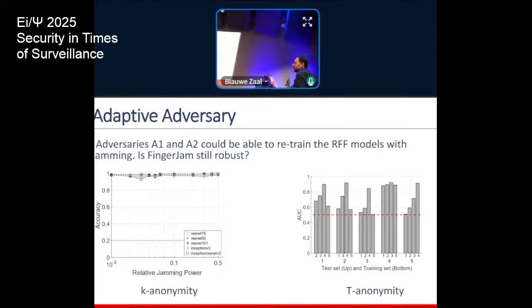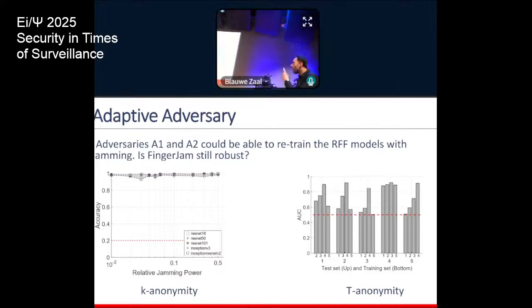In the most powerful scenario, the scenario where the adversary knows all the devices, you see on the left that when the adversary trains on all the different power levels, then his performances remain very high, even if you increase the relative jamming power. So basically, considering the most powerful adversary model, the adversary wins, and is able to continue tracking the devices.